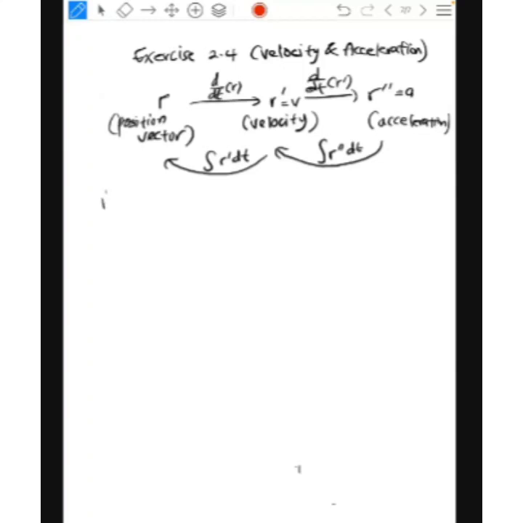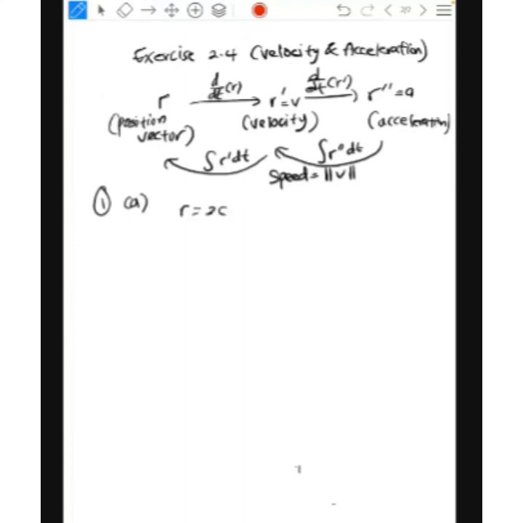Okay, so let's move into question number 1. Find the velocity, acceleration and speed. What is speed? Speed is the magnitude of velocity. We just calculate the magnitude, so magnitude of V. Okay, we have R equals to 2.